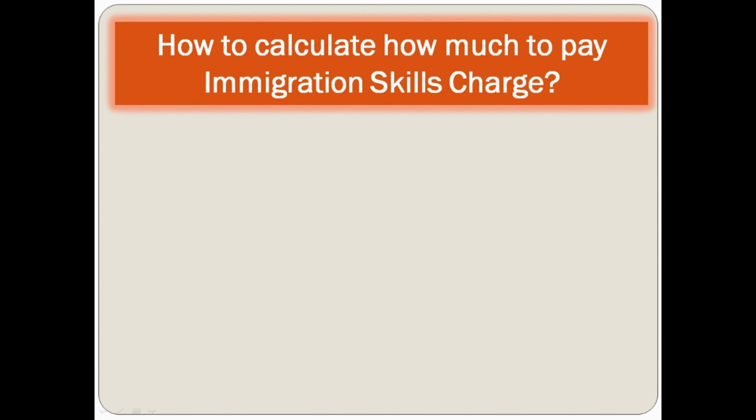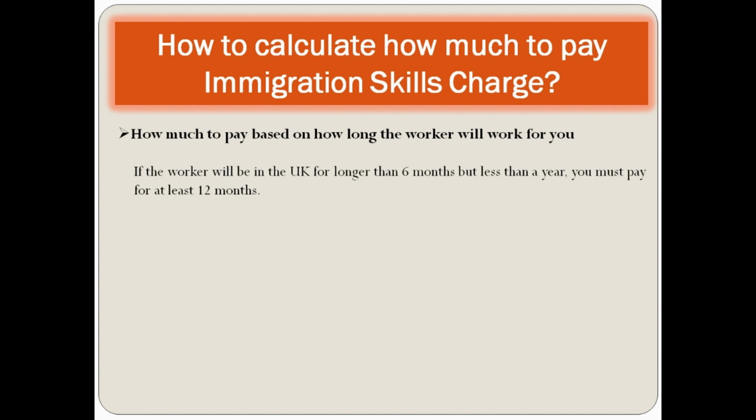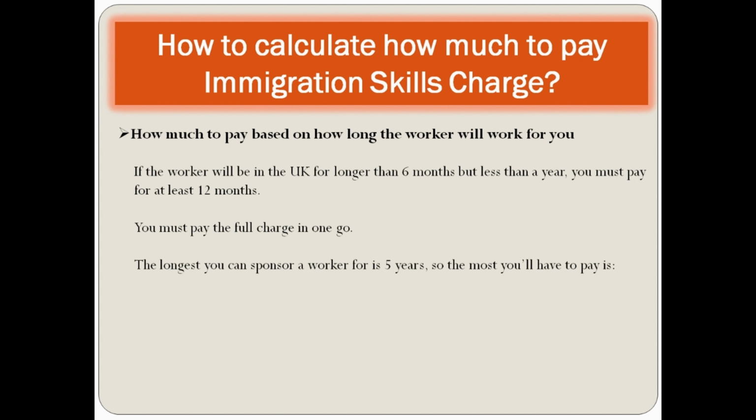How to calculate how much to pay for the immigration skills charge? How much to pay is based on how long the worker will be working for you in the UK. If the worker will be in the UK for longer than 6 months but less than a year, you must pay for at least 12 months. You must pay the full charge in one go. The longest you can sponsor a worker for a UK visa is 5 years. So the most you will pay is for 5 years.